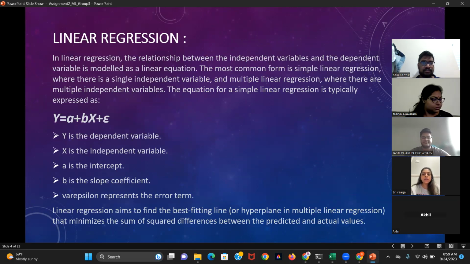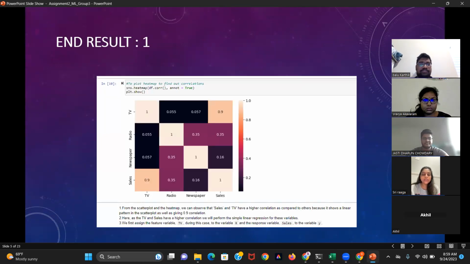Linear regression. The relation between the independent variables and dependent variable is modeled as linear. The most common forms are simple linear regression, where there is a single independent variable, and multiple linear regression, where there are multiple independent variables. So this is the equation of linear regression, that is y equals a plus bx plus epsilon. So this is the representation of the linear regression. Linear regression aims to find the best fitting line that minimizes the sum of squared differences between the predicted values, and this is the end result.